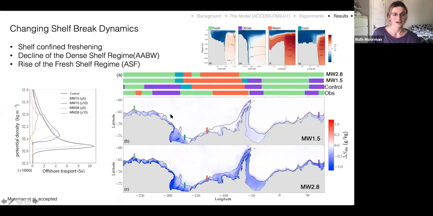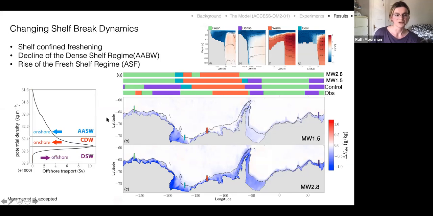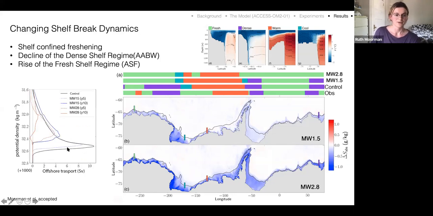And so this is just a quantification based on what I showed you before in terms of that decline of dense shelf water overflows. Under the control condition, we had this 10 Sverdrup overflow of dense shelf water. And then under the perturbations, we can see that the magnitude of the overflows and also the density of the waters that overflow declines over the course of the experiment, such that under the very strong perturbation scenario, we see a complete loss in the density structure of overflows at the end, at the continental shelf margin.